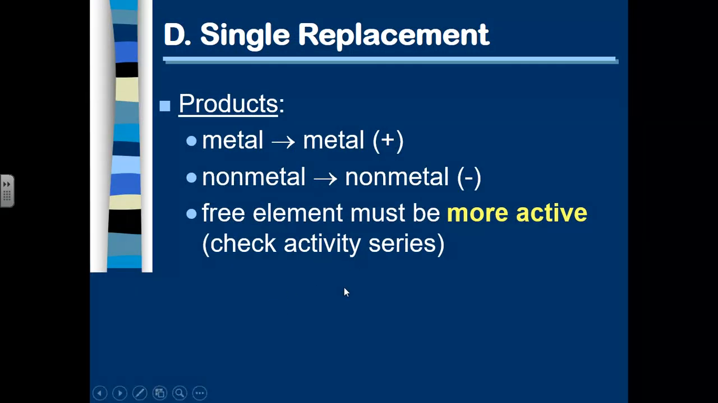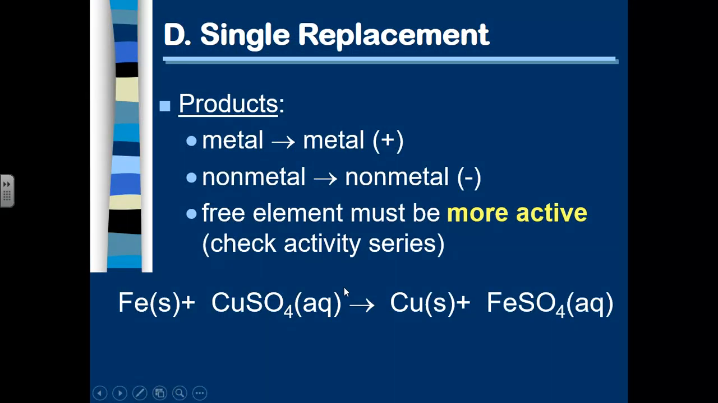Okay, free element must be more active. There's those notes, okay? So again, first of all, I know this is single replacement because I've got a compound plus a free element, okay? If my free element is higher than copper, iron is. You go look at that sheet that you have and see that iron is higher than copper. Copper's getting kicked out. Iron's going to go in and bond with sulfate instead.